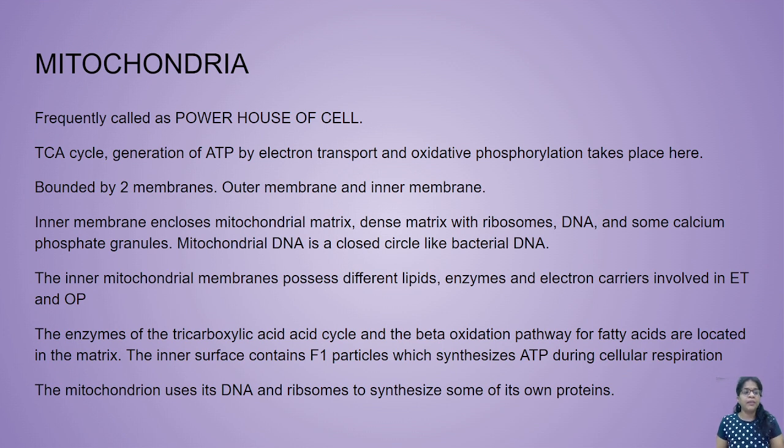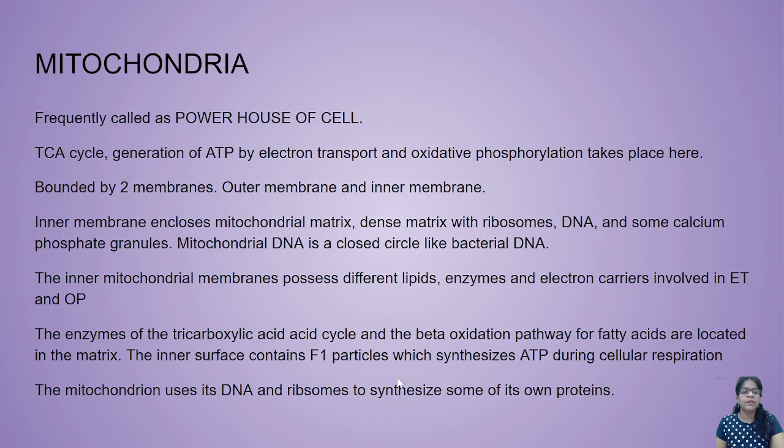I told you the inner mitochondrial membrane possesses different lipids, enzymes and electron carriers involved in electron transport and oxidative phosphorylation. The enzymes of the tricarboxylic acid cycle and the beta oxidation pathway for fatty acids are located in the matrix. I told you the matrix is present inside the inner mitochondrial membrane. It has many different enzymes because there are many cycles going on. The TCA cycle, oxidative phosphorylation and electron transport happen in mitochondria. The inner surface contains F1 particles, which are helpful for ATP production.